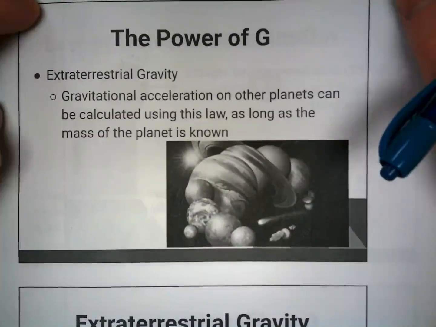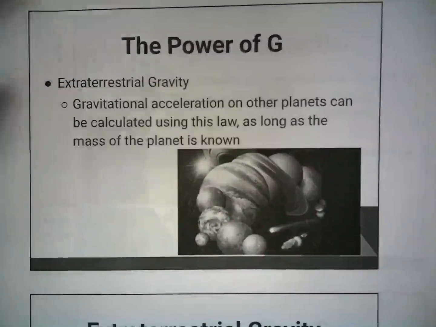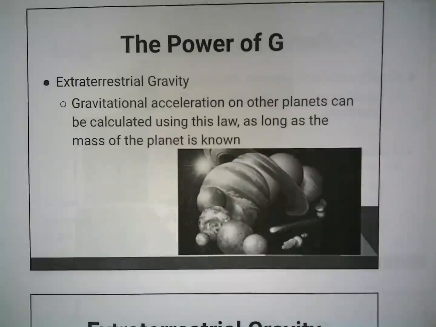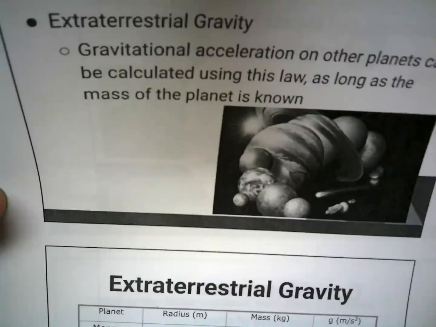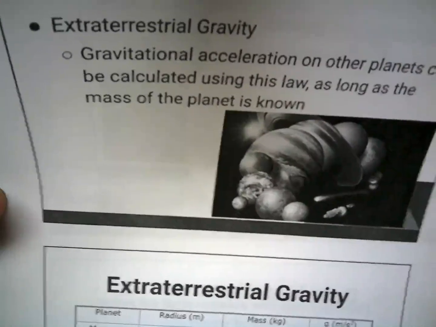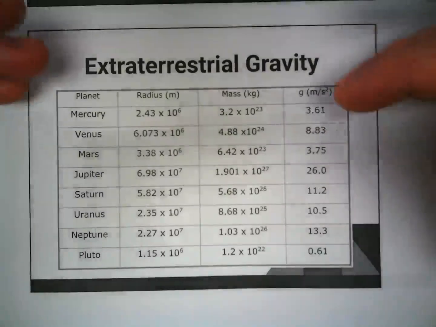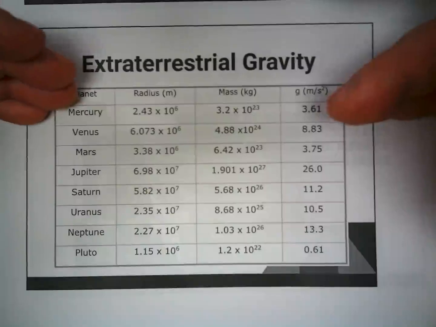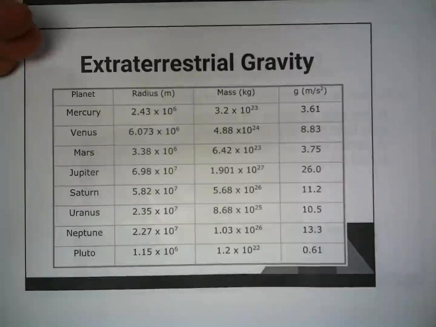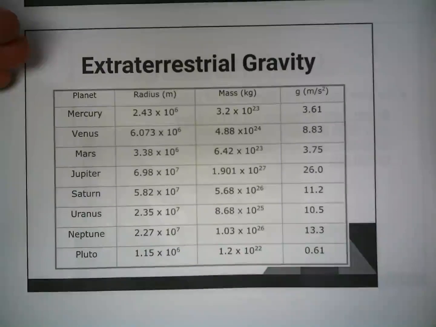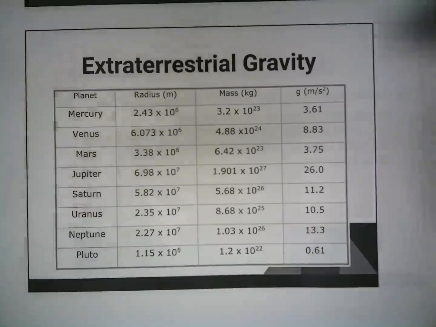So what we can do with the power of big G is figure out the gravitational acceleration of a planet, as long as we know the radius between them and the masses of both planets. We're going to be working a little bit with this table here. There's also going to be another table we're going to use in a couple of practice problems. So this is what it looks like.